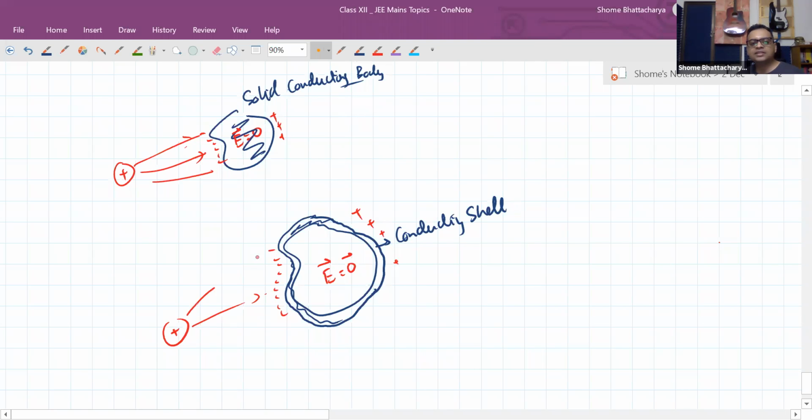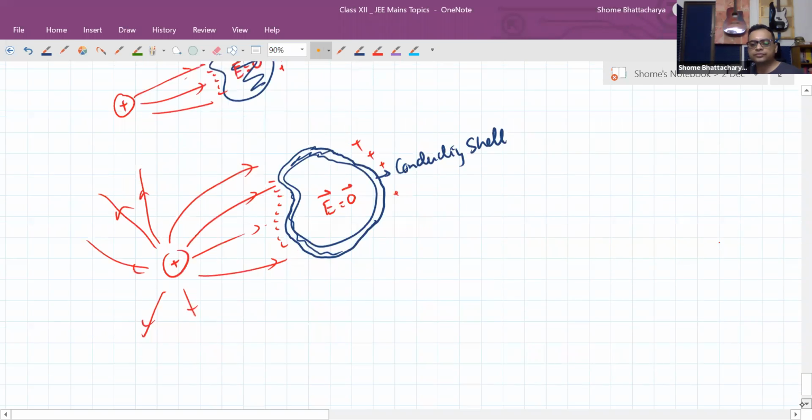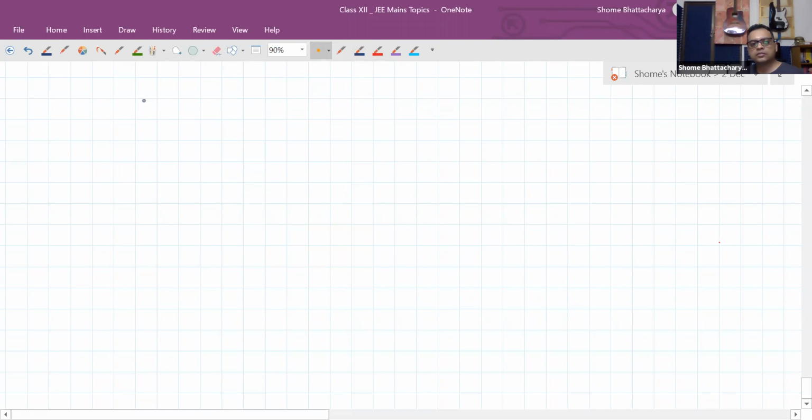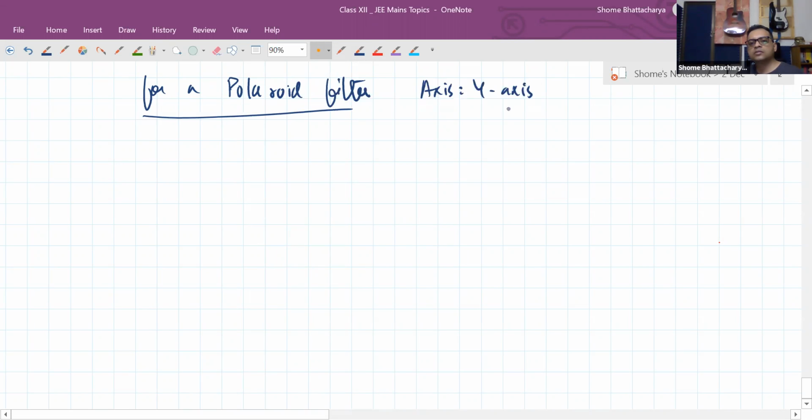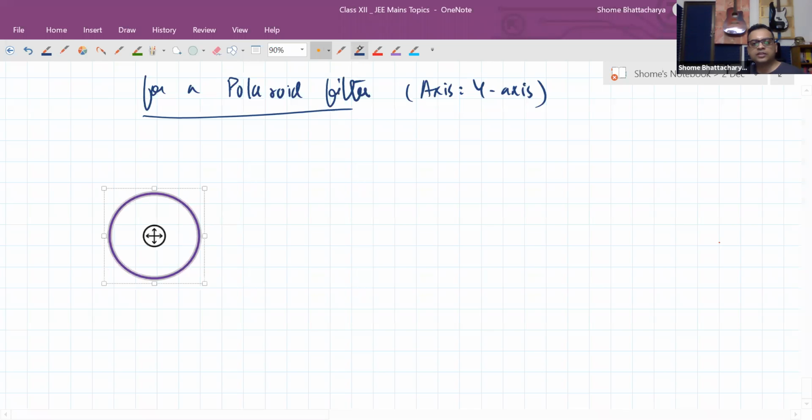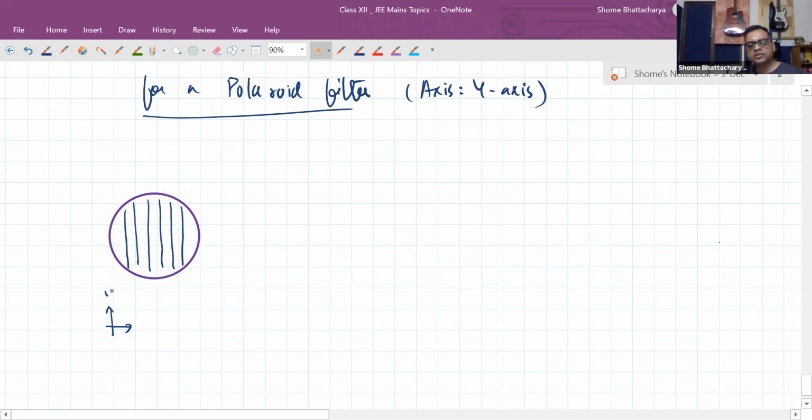Okay, but compare this to what we are trying to do. We don't want the electric field to disappear. We want the electric field to become along a fixed axis. Okay, so how do we do that? So that becomes a different thing altogether. So in the case of a Polaroid filter, let's say the axis being the y-axis, suppose. So I want this situation now that my Polaroid filter is represented like this, if this is the YZ plane.